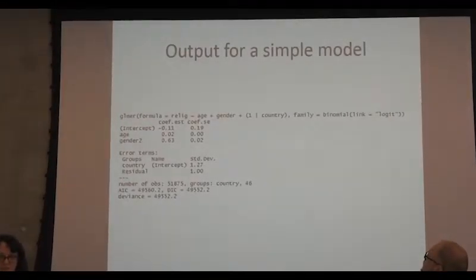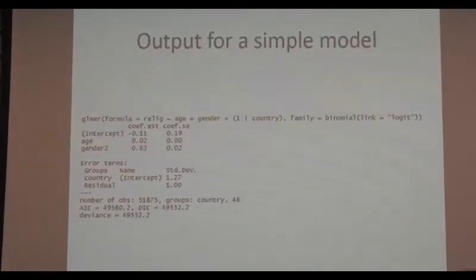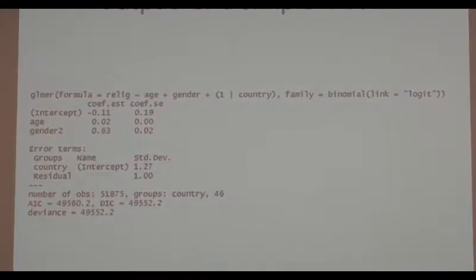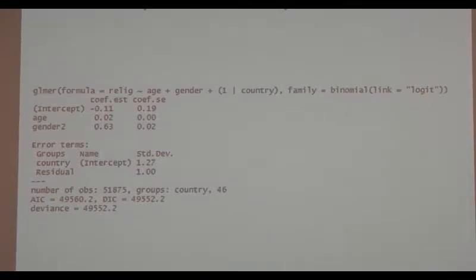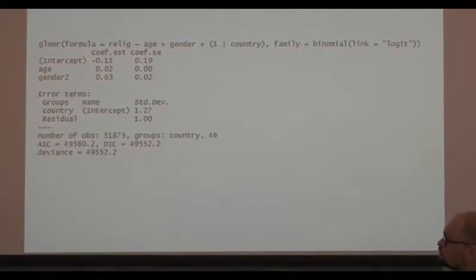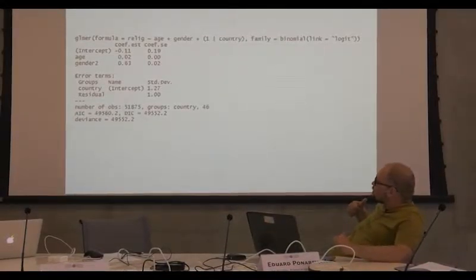Let's look at the output for this model. So this is the formula, the same as it was shown before. It's religiosity predicted by age and gender, and the intercept varies by country, family binomial, and link is logit. So this is the output of the display function. It is very short and simple. We have coefficient estimates and coefficient standard errors for fixed effects. So the display begins with fixed effects, which I actually like. You may have noticed that in my summaries I always started with fixed effects, which were presented at the bottom of the summary output.